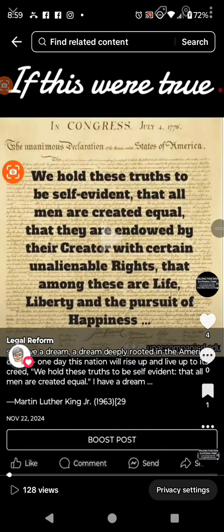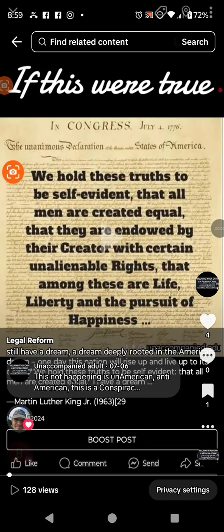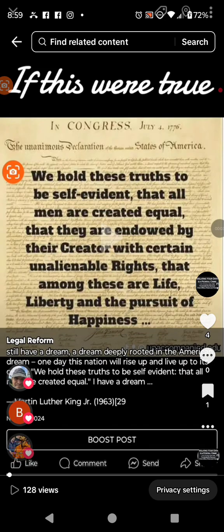In a nation of laws, there is no king, and if there was, only the rule of law can hold that throne.